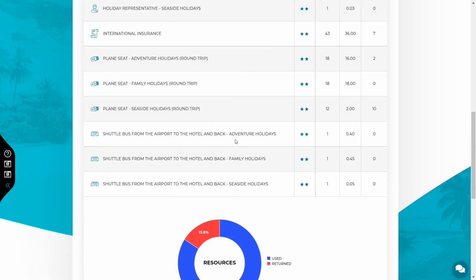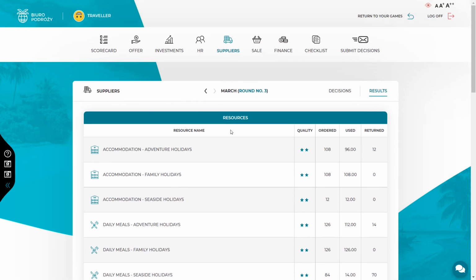Analyze the data in the same way in the subsequent rounds. There will probably be more results to analyze, but the rules of interpreting them remain the same. Additionally, you will see more results tabs, for example, concerning traditional marketing and online marketing. Analyze everything that is available in the current round, and on this basis draw conclusions about what happened in terms of sales in the previous rounds.